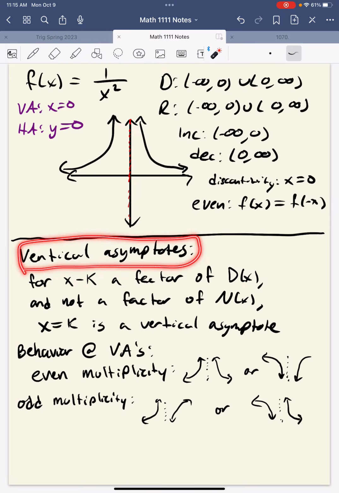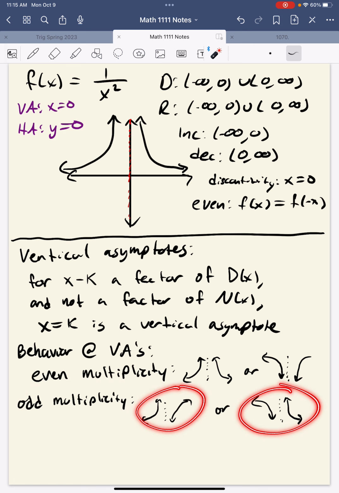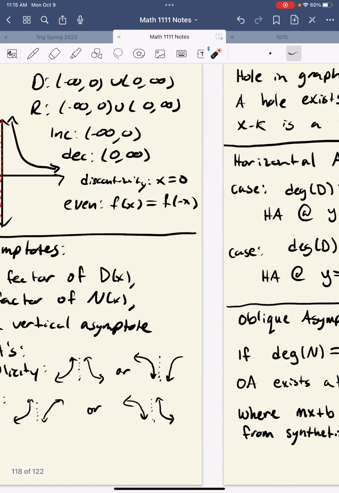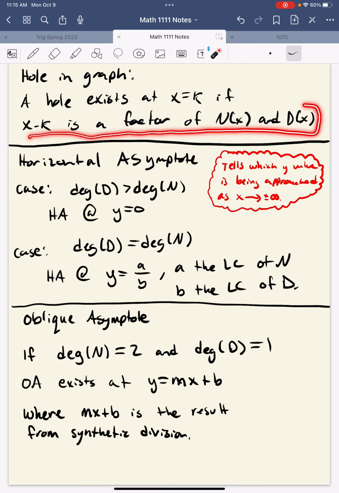Vertical asymptotes. For x minus k, a factor of the denominator, and not a factor of the numerator, x equals k is a vertical asymptote. And the behavior at VAs, if the VA has even multiplicity, the graph goes the same direction on either side of the VA. If the VA has odd multiplicity, the graph goes opposite directions on either side of the VA. A hole in the graph. A hole in the graph exists at x equals k if x minus k is a factor of the numerator and the denominator.